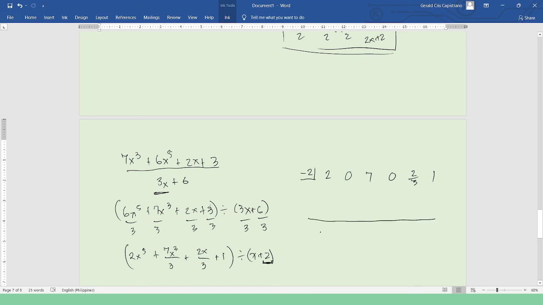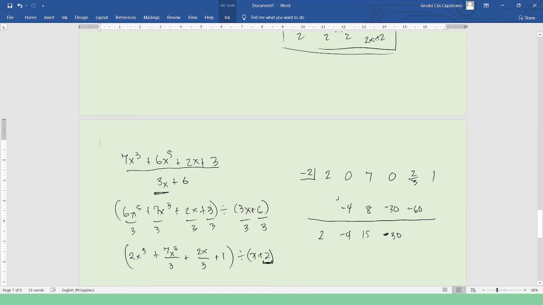Bring down first. We'll have 2. Negative 2 times 2, that's negative 4. Bring down, so we'll have negative 4 or add. Ako nasasabing bring down, pero hindi yan ganun. Then we'll have negative 2 times negative 4, so that will be 8. Okay? Then add lang natin, so we'll have there 15. 15 times negative 2, that will be negative 30. Add negative 30. Alright. Then we'll have there negative 30 times 2, that will be negative 60.